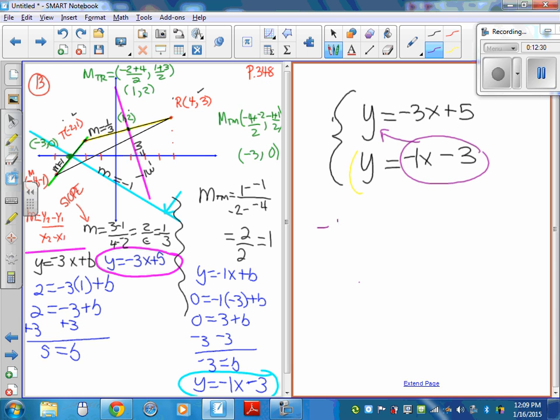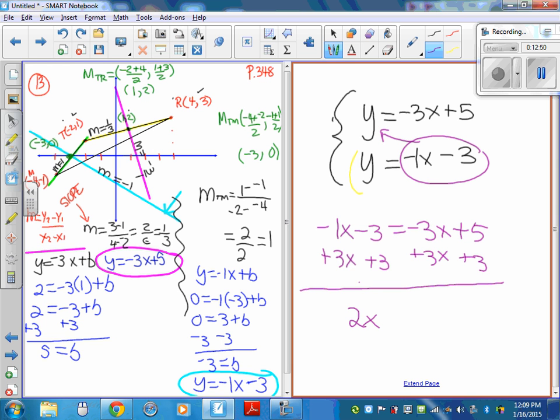So -1x minus 3 equals -3x plus 5. So add 3x and add 3. So 2x equals 8. Divide, x equals 4.